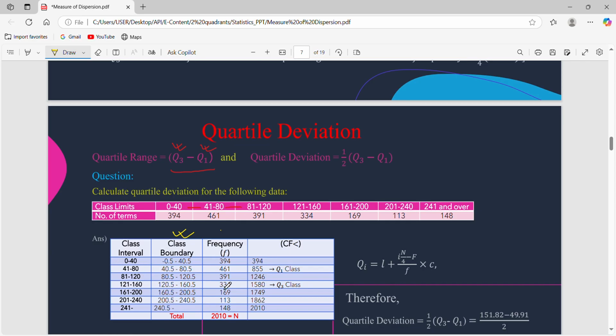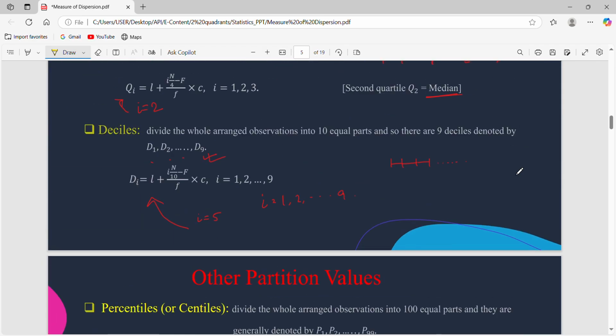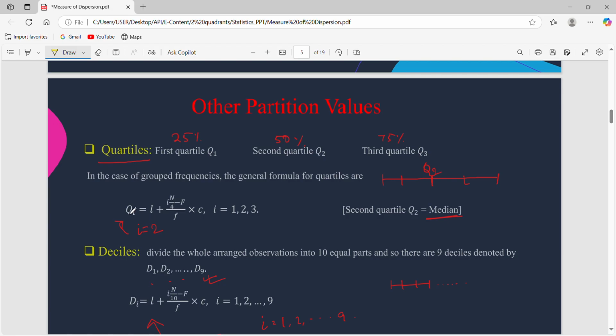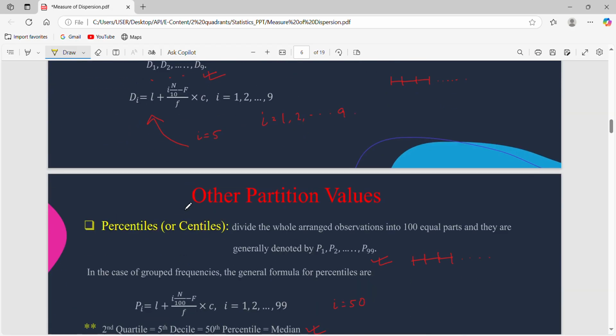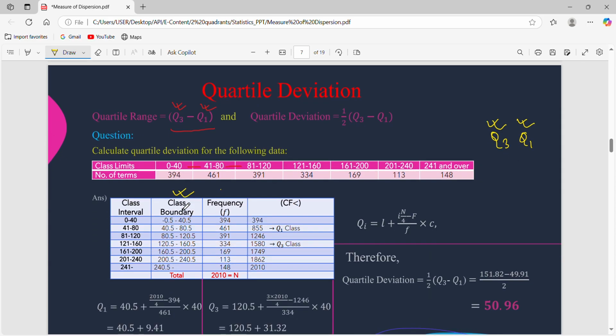Next is frequency. For quartile deviation we need Q3 and Q1, and both belong to the formula of quartile, i equal to 1, i equal to 3. In the quartile formula the related terms are L, F, small f and C. F means cumulative frequency. Frequency is already given, so only one column is required, that is cumulative frequency.